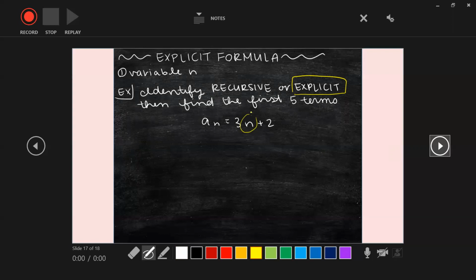So if we're finding the first 5 terms, we're finding first term, second term, third term, fourth term, fifth term. Well, I wasn't given an initial condition, so what the heck am I supposed to do? You find it. You go A sub 1 is equal to 3 times 1 plus 2. So it'll be equal to 5.